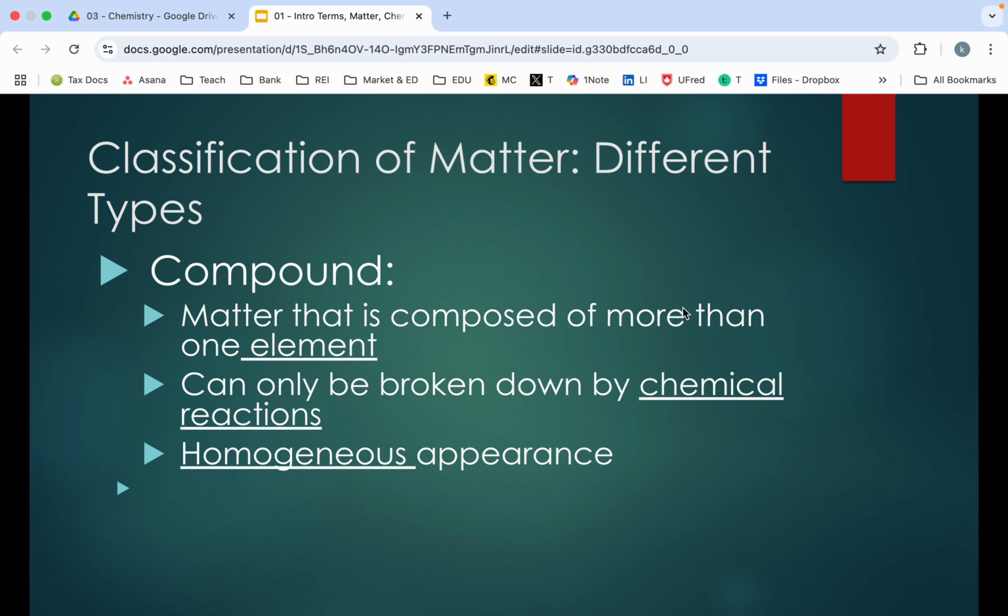The example here is the most common compound you run into every single day, water, H2O. We've got hydrogens and we've got oxygens. They're stuck together. We are not going to be able to stick a knife in the glass of water and separate out hydrogens and oxygens. And it always looks like water. There isn't, hopefully, things floating in it.